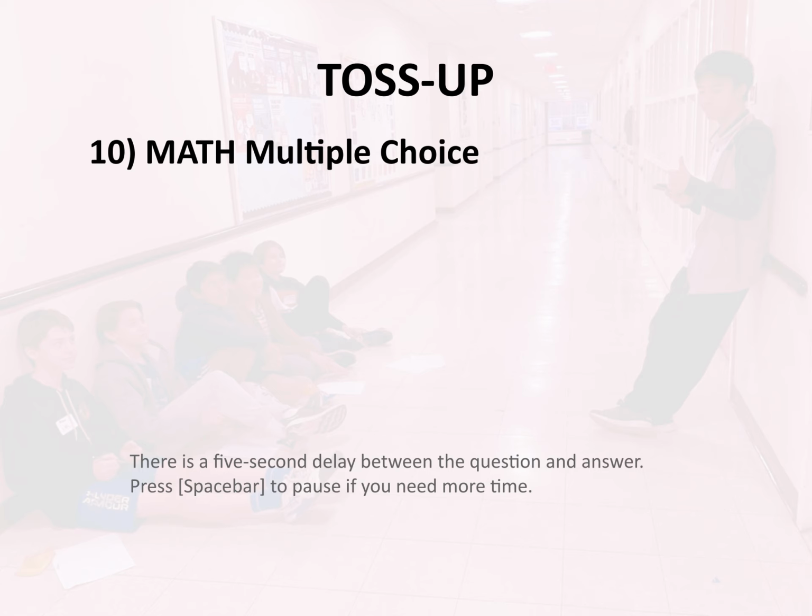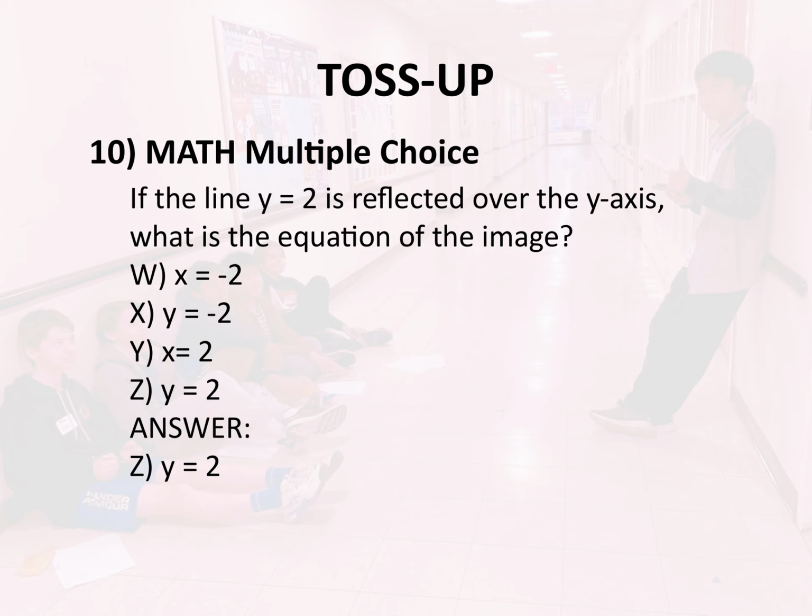Toss-up 10. Math. Multiple choice. If the line y equals 2 is reflected over the y-axis, what is the equation of the image? W, x equals negative 2. X, y equals negative 2. Y, x equals 2. Z, y equals 2. Answer: Z, y equals 2.